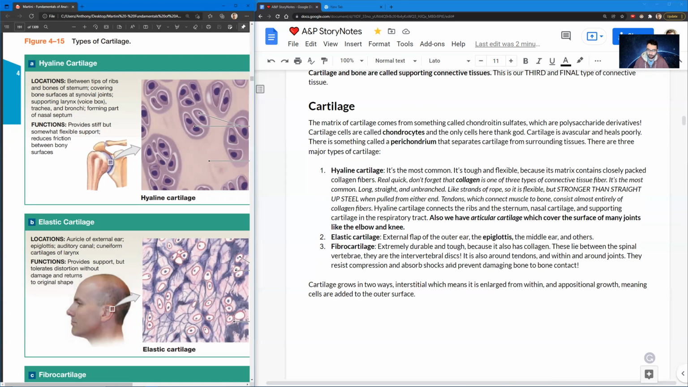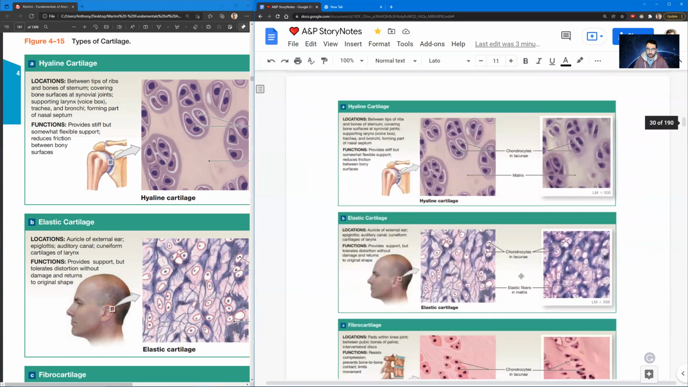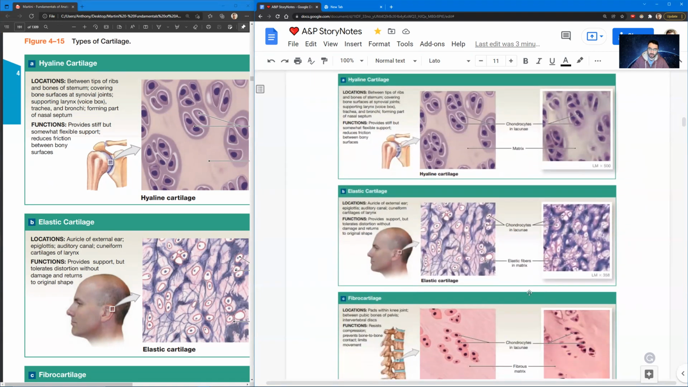Then we have fibrocartilage, which is very durable and tough because, guess again, it also has collagen. And these lie between the spinal vertebrae, and they are the inner vertebral discs. All right. And they also are around our tendons and around joints. They resist compression, absorb shocks, and prevent damage. All right. So again, hyaline, elastic, fibrocartilage.